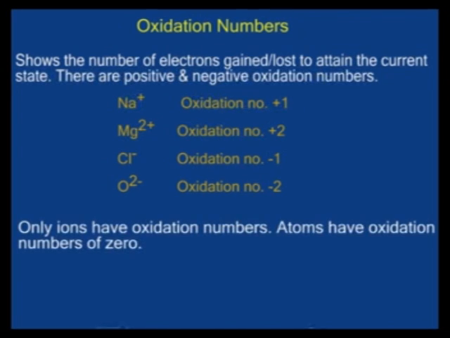Now, note, however, that it is the charged particle, the ion, that has the oxidation number. An atom has an oxidation number of 0 because it is not charged. Now, ensure you do not confuse the oxidation state, charge, and valency. They are quite different.